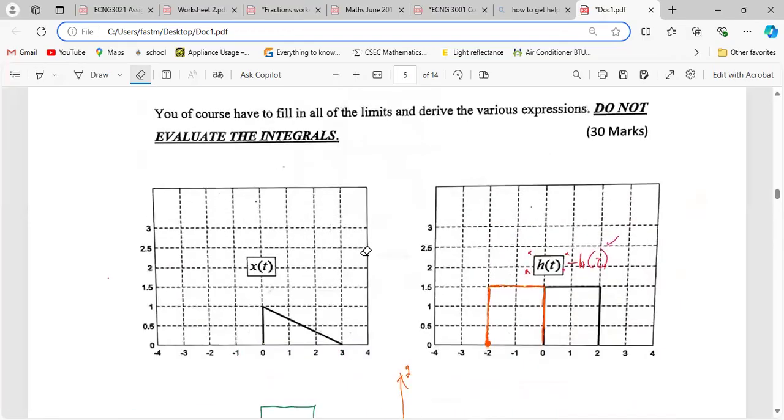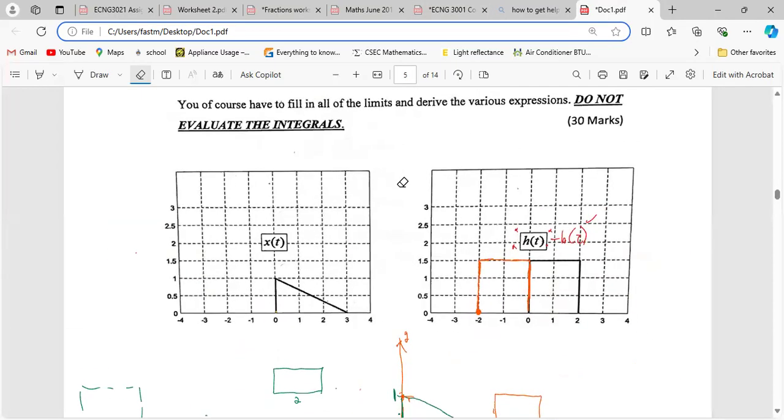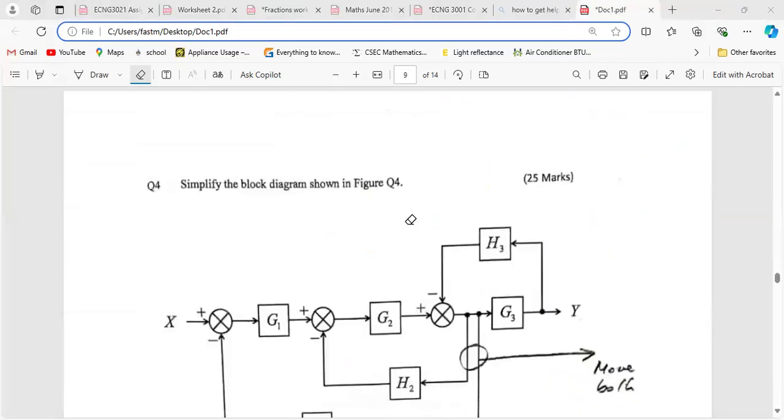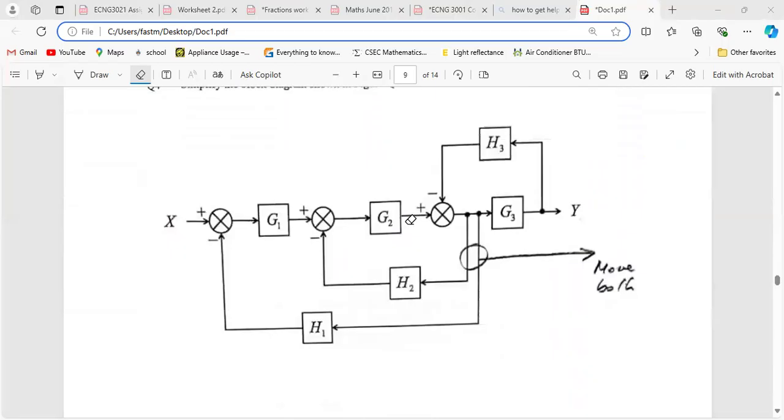So you get 5 by 6. Anything whatsoever. Right. No problem. So, right. So we try this one.